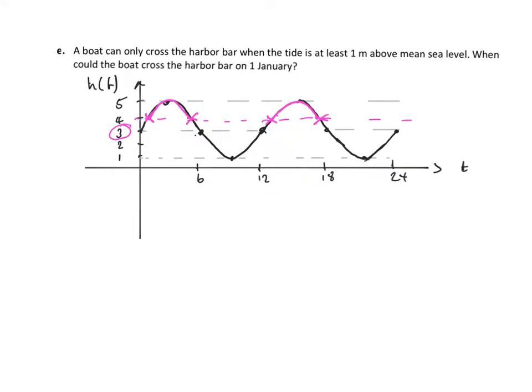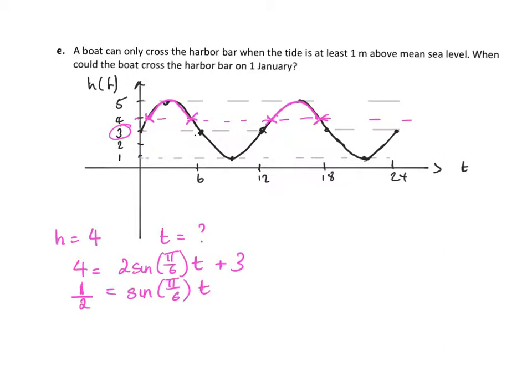So how do I actually go about doing that? Well, I know that my height is equal to 4, and I want to find the t values. So I'm going to substitute that into my equation, and I get 4 is equal to 2 sine pi on 6 t plus 3. All right, let's bring that 3 across. 4 take away 3 is 1 divided by 2. So a half is equal to sine pi on 6 t.